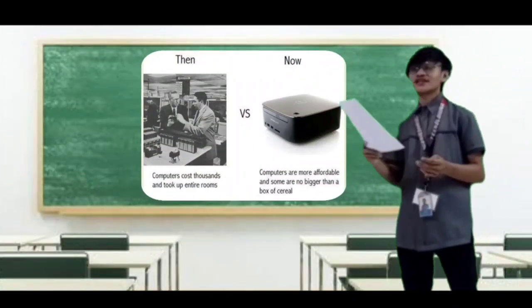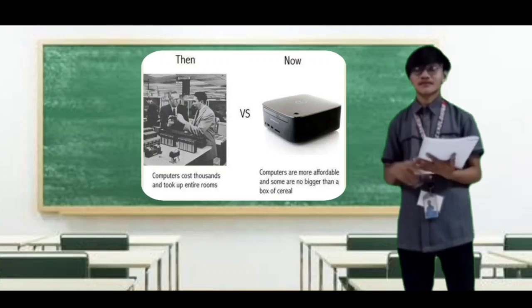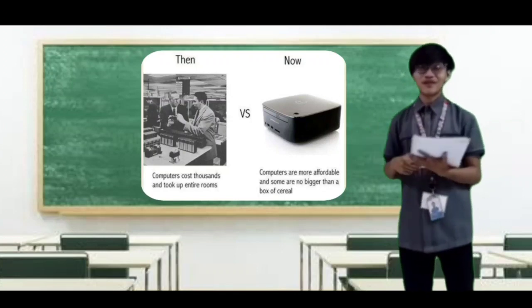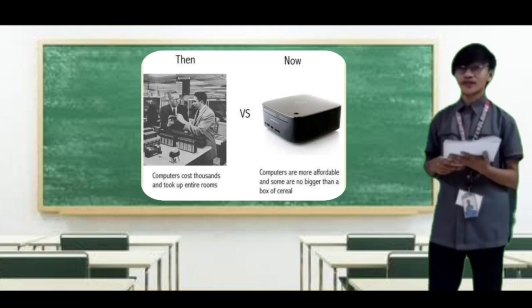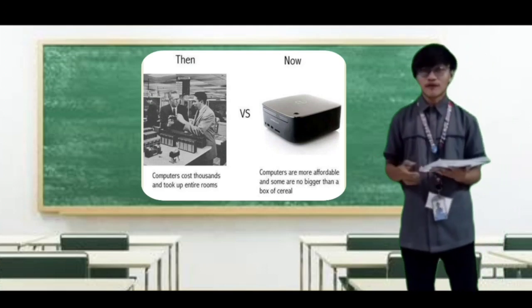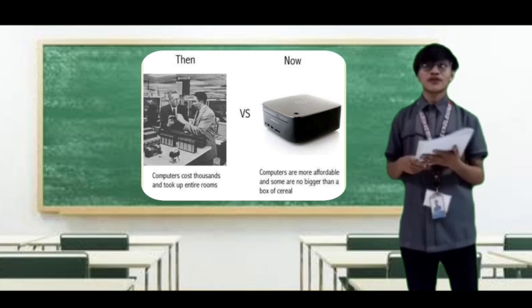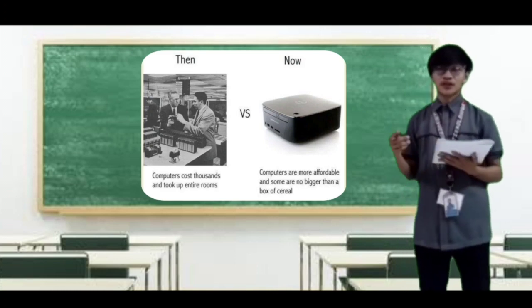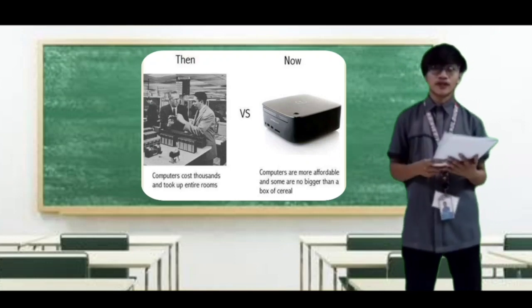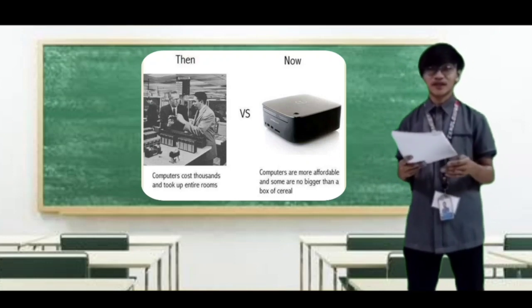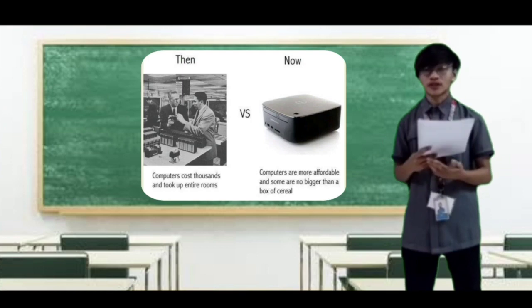So what do you think is this? Yes. Okay, very good. So computers before cost thousands and took up entire rooms. Computers today are more affordable and some are no bigger than a box of cereal. So as I said earlier, the computer before is very big and the processor is very slow compared to the machine that we are using today.